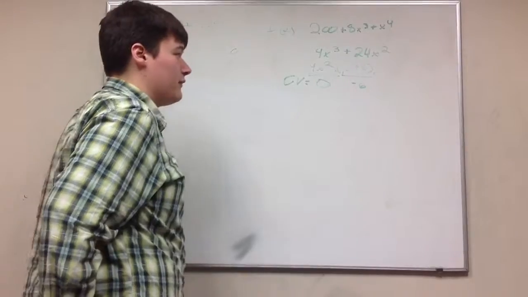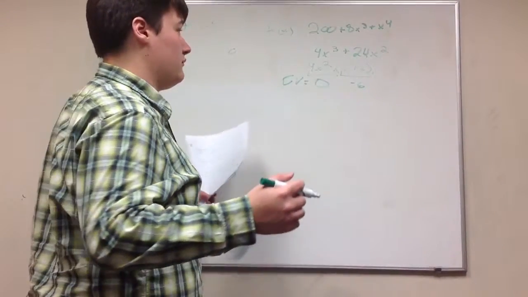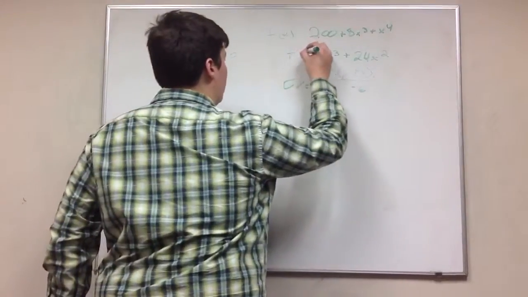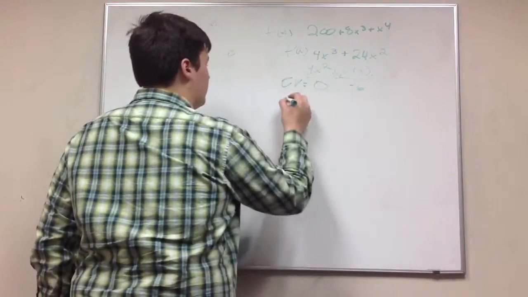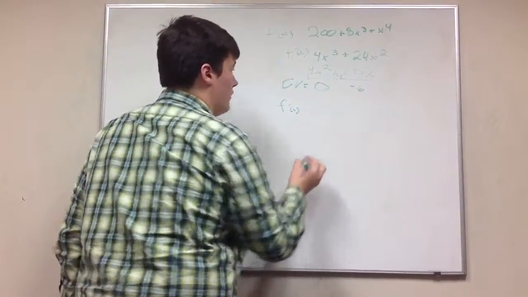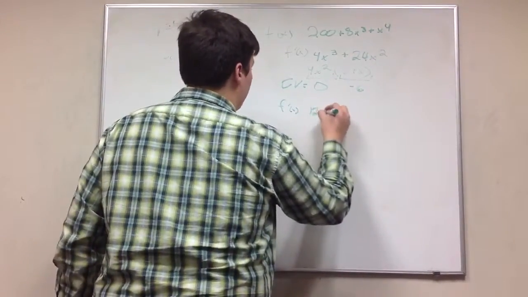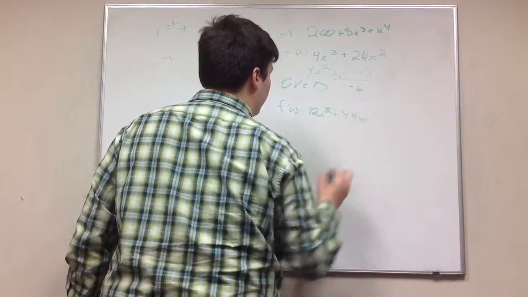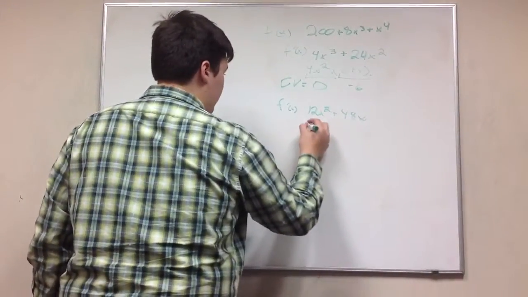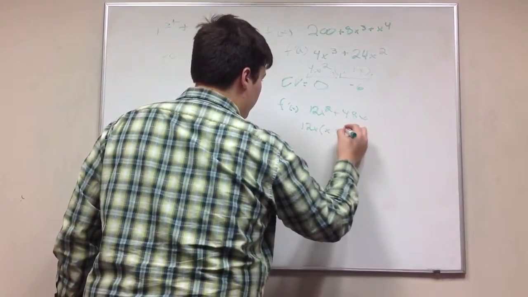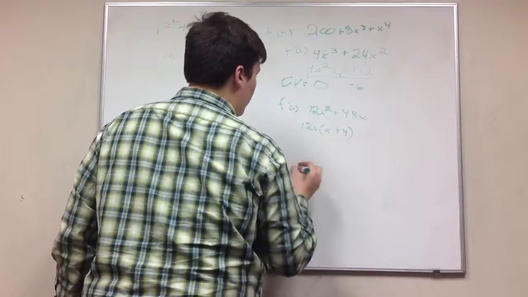And then we're going to take the second derivative. Now, taking the second derivative is just taking the derivative of the first derivative. This is the first derivative. So we're going to take the derivative of that, which is 12x squared plus 48x. We can take out a 12x, and we're left with x plus 4.